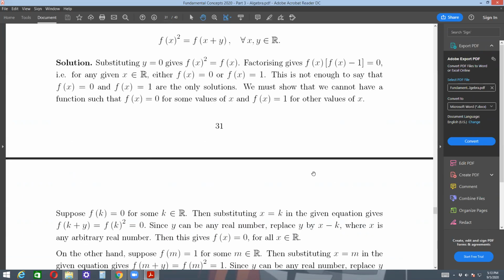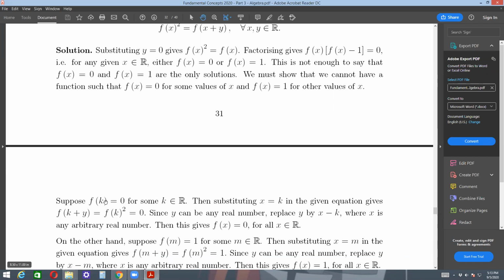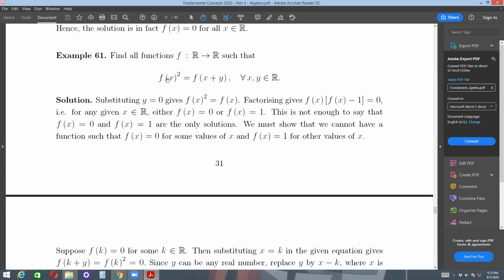All right, so let's take the first case. Suppose f of k is 0 for some k. We're considering the case where one of these happens. F of x is 0 for some x, so let that x be k. So f of k is 0, we know that. So let's use that. We're going to substitute x as k because I know f of k is 0. That'll help me here.